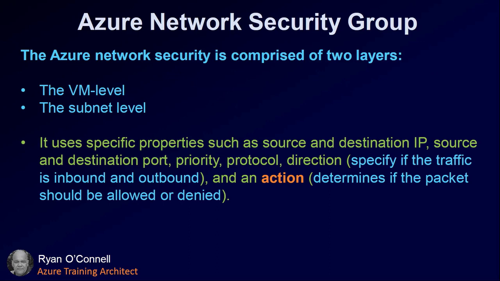The Azure Network Security Group is comprised of two layers, the VM layer and the subnet layer. It uses specific properties such as source and destination IP, source and destination port, priority, protocol, direction. It specifies if it's inbound or outbound traffic and an action that determines if the packet should be allowed or denied access to your infrastructure.